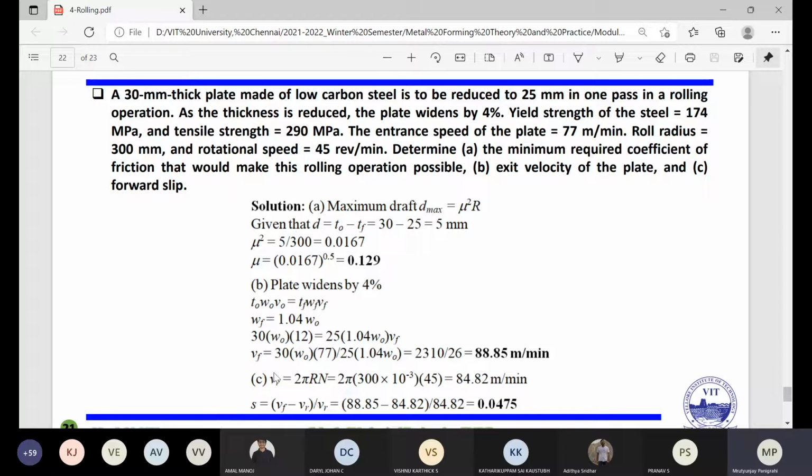So VR equal to the equation we have R into omega. Omega is the angular velocity. So angular velocity already we have derived in the previous class. So the VR will be 2 pi Rn. So you will get the VR 84.82 meter per minute. So now you can put the value here, so you will get S equal to 0.0475 or 0.048.